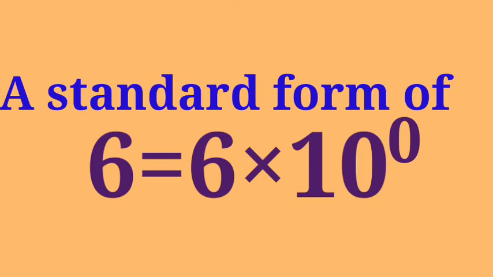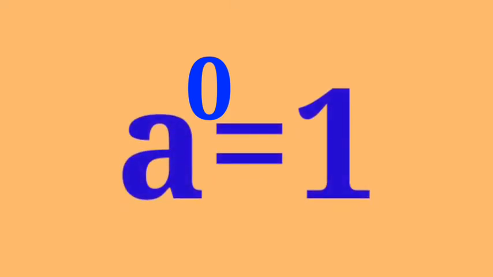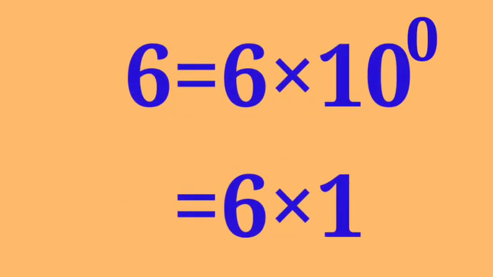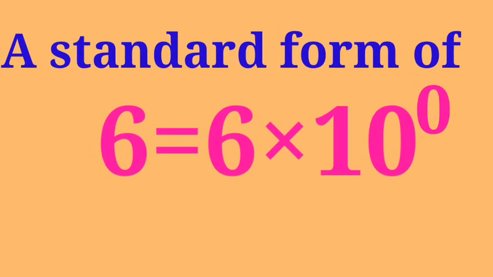Now, why do we multiply it by 10 raised to 0? You have to know that 10 raised to 0 is equal to 1, as any number with exponent 0 is equal to 1. So 6 times 10 raised to 0 is equal to 6 times 1, which will be 6. So you have to keep in mind that a standard form for any counting number made up of a single digit is equal to that digit multiplied by 10 raised to 0.